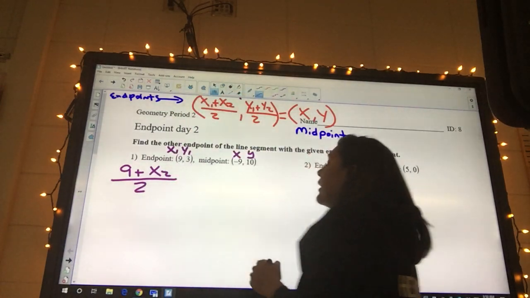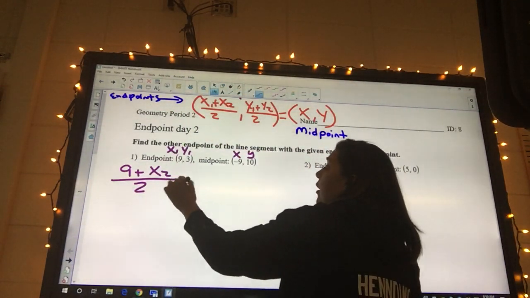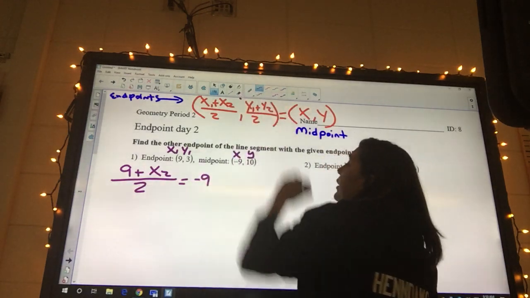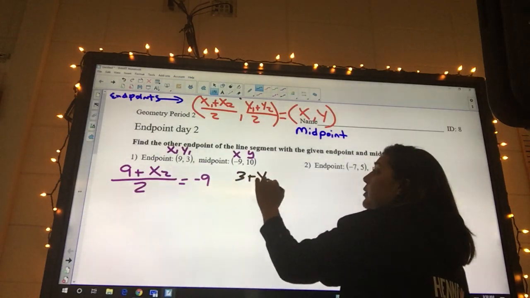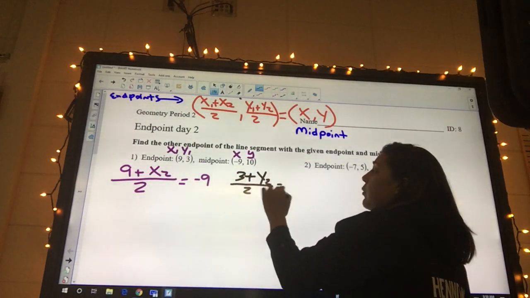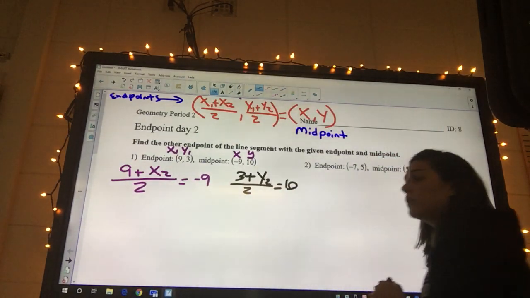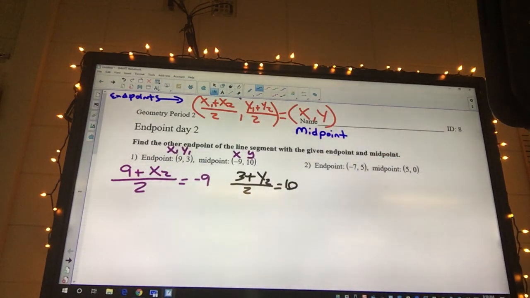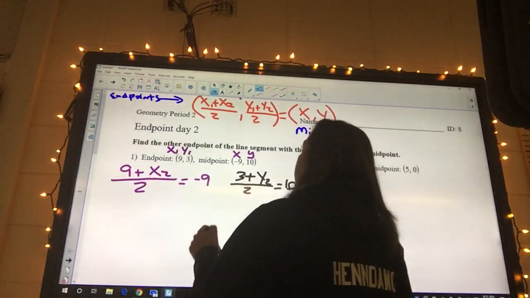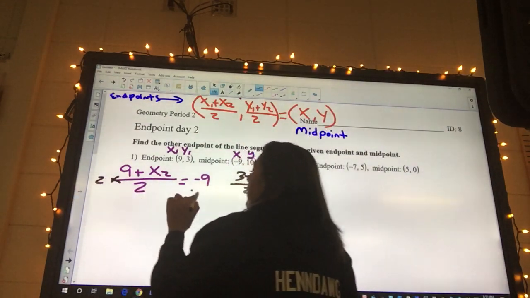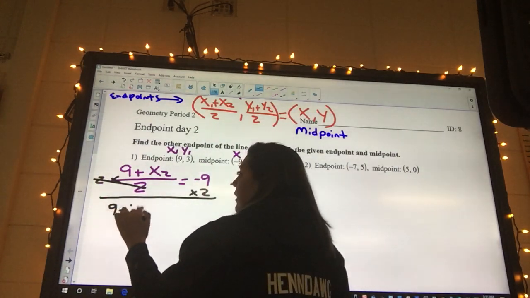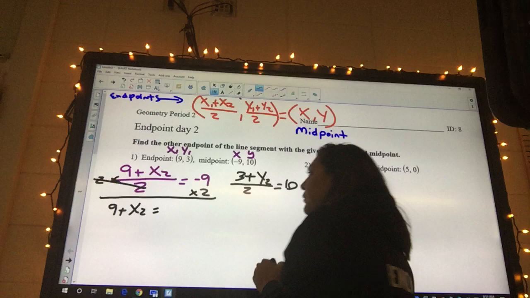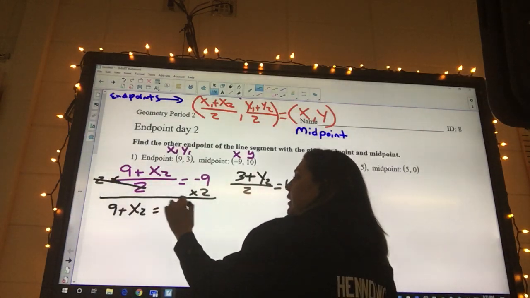We're going to set that equal to the midpoint, so to our negative 9. And for the other one, it's going to be our y sub 1, which is 3 plus y sub 2 over 2, and we're going to set that one equal to 10. We got to multiply both sides by 2 to get rid of that 2 on the bottom, so times 2, times 2. So on the top I got 9 plus x sub 2 equals negative 9 times 2, so it's going to give me negative 18.